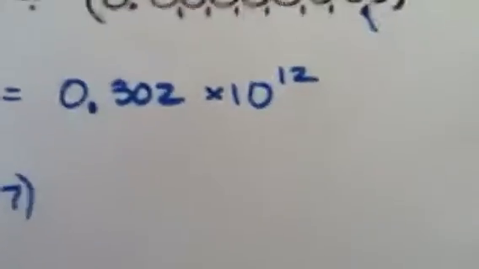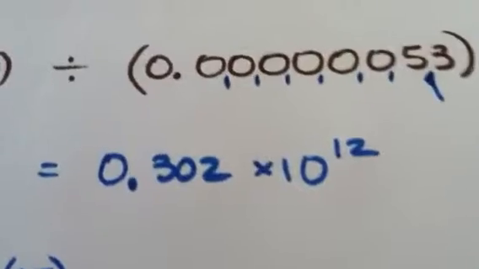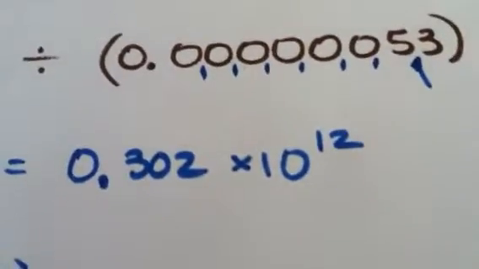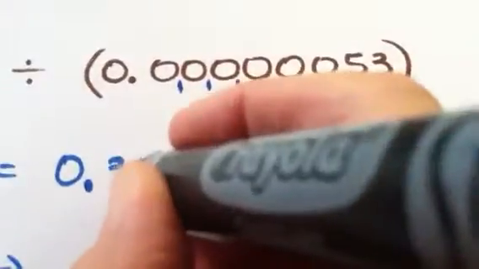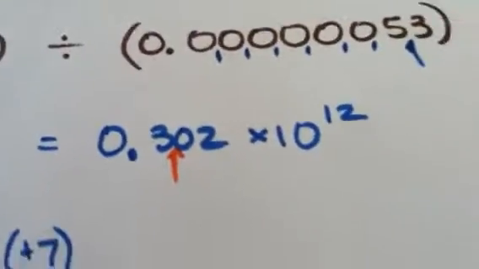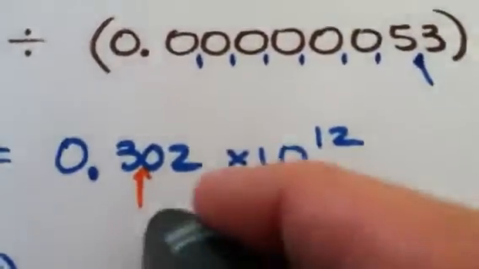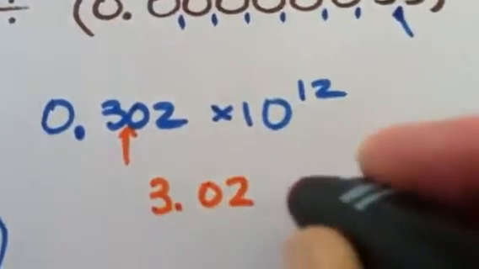Now, that's good. That's a great answer, except that is not in the correct place. I'm getting tired. I actually want my decimal, I'm going to get a different colored pen, I want my decimal right here. Remember, it's supposed to go after the first non-zero number. So I actually want it to look like 3.02.